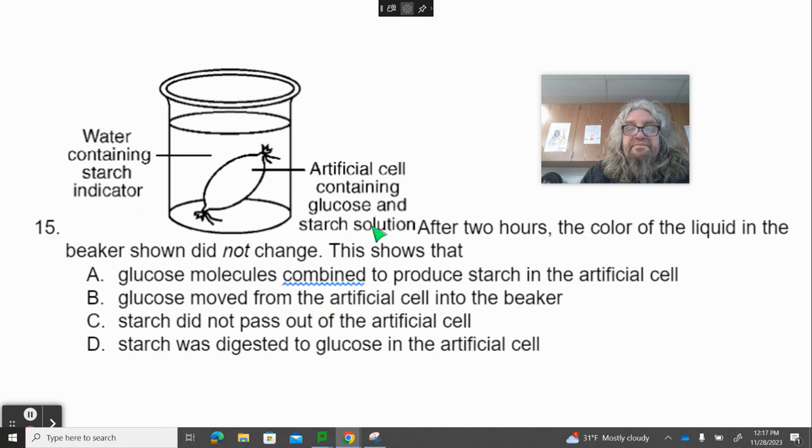Number 15, you see they got a beaker, artificial cell containing glucose and starch, water with starch indicator. After 2 hours, the color in the liquid in the beaker did not change. This shows that A, glucose molecules combine to produce starch inside of the artificial cell. B, glucose moved from the artificial cell into the beaker. C, starch did not pass out of the artificial cell. D, starch was digested into glucose inside the artificial cell.